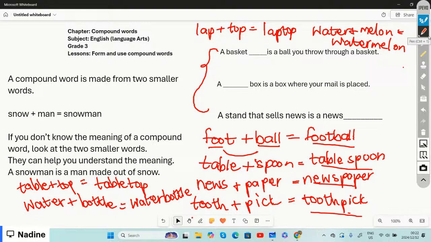We say that a compound word is made up of two small words. And if you look at these two small words, if you don't know the meaning of the word that is being created, then try to find the meaning of the two smaller words. They will help you understand the meaning of the compound word. Yes, and then we also have head plus phones, and that is headphones. Well done.